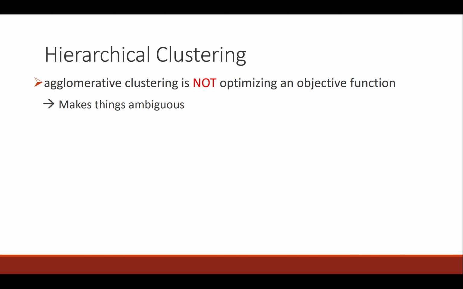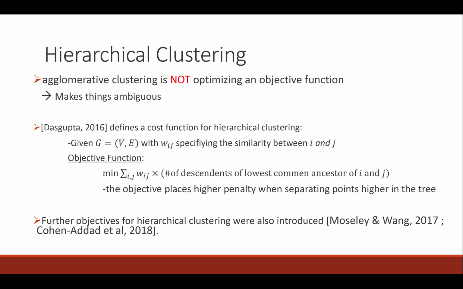So if you had an objective which you were optimizing, you can clearly compare different algorithms in terms of how they achieve the objectives, in terms of how they approximate the objective, and the algorithm which better approximates the objective could be considered to have a better performance.